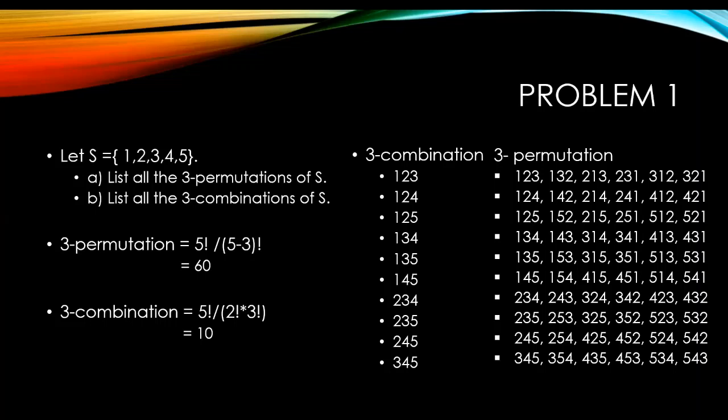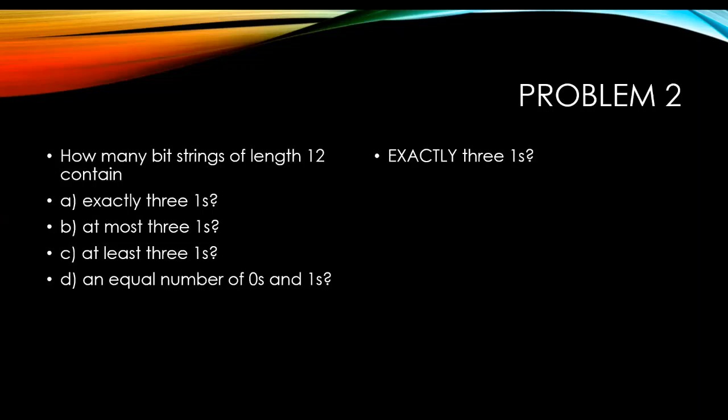So these are all the patterns derived from set S with 3 elements permutation. Also, problem number 1 shows the difference between combination and permutation. Now let's move on with problem number 2. This is actually a combination problem. How many bit strings of length 12 contain exactly 3 ones, at most 3 ones, at least 3 ones, an equal number of 0s and 1s?